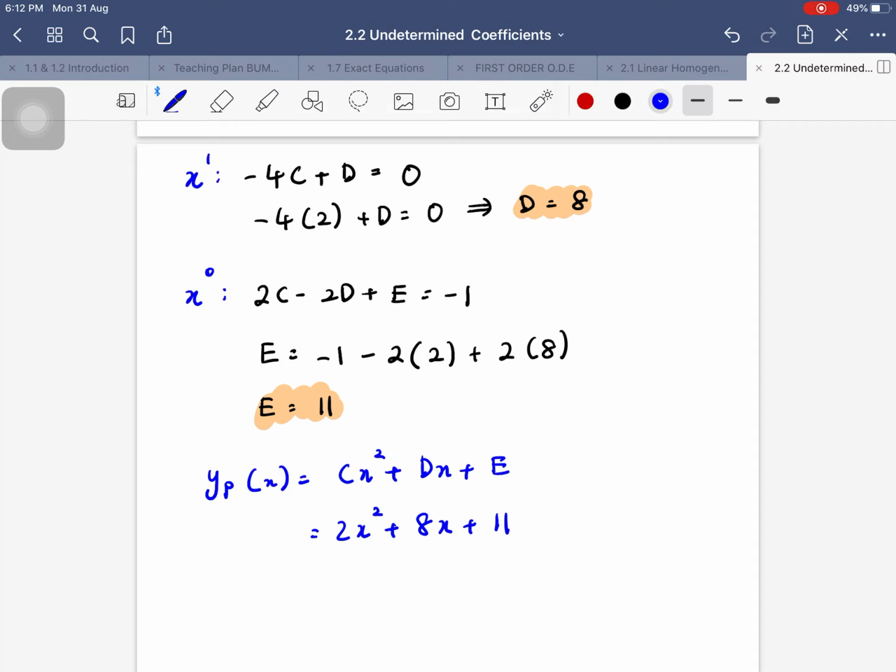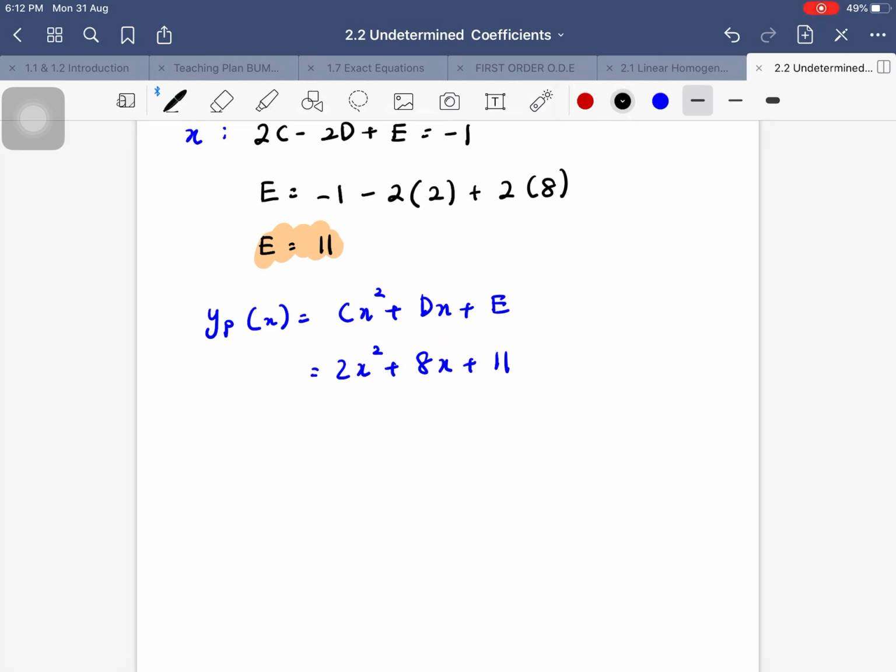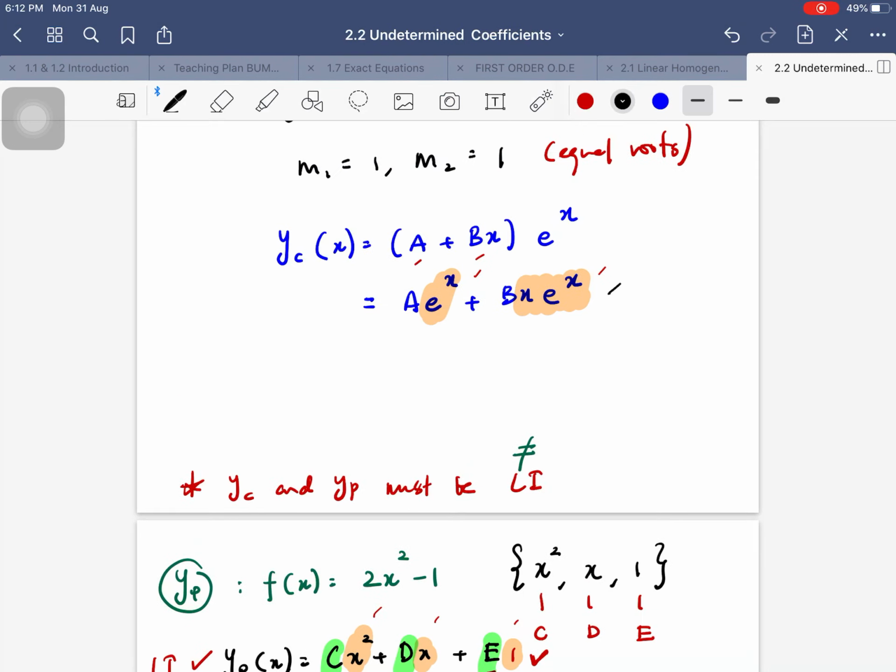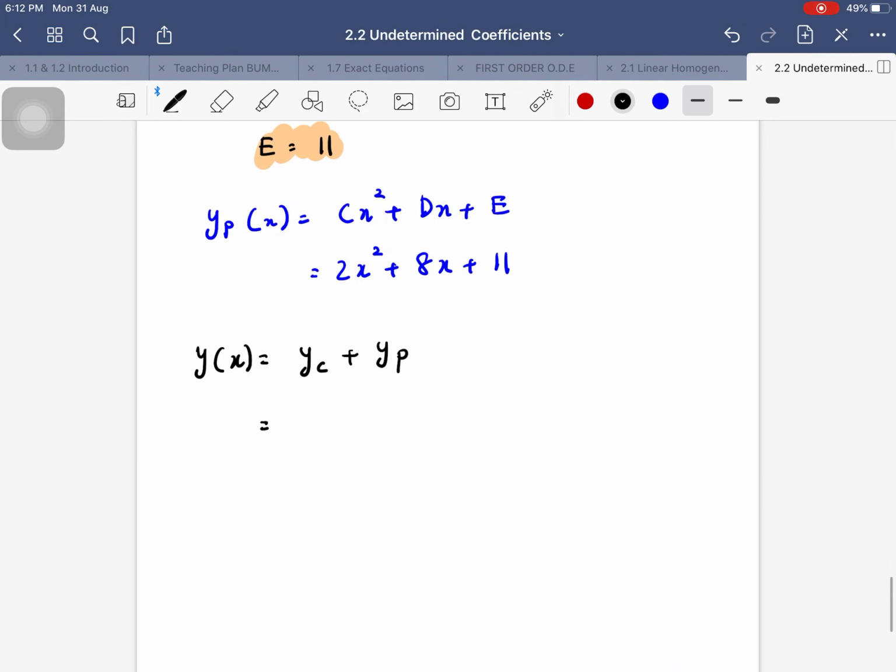All right. And remember, for the case of undetermined coefficient, our solution is going to be y of x is equal to yc plus yp. So all you have to do is combine them together. So what is our yc from previously? This is our yc, so write it down. Our yc is going to be given by a plus bx times exponential of x, and yp is given by 2x squared plus 8x plus 11. And of course, this is going to be our solution. But this over here is going to be called a general solution. Why is it a general solution? Because our answer is in terms of the constants a and also b.